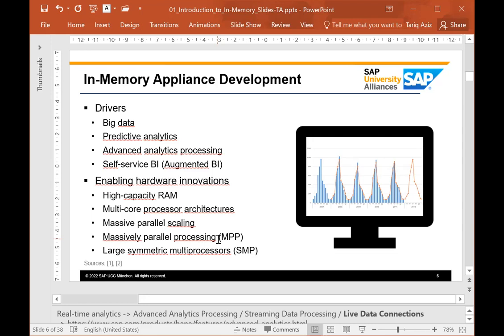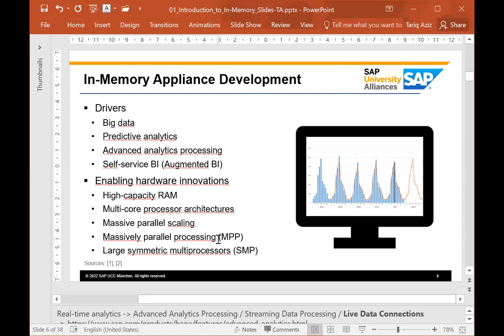Now, how was it possible to have the database in the RAM? Because of our hardware innovations, that helped us to move our database from hard disk to in-memory, because we have high capacity RAM now. We are talking of terabytes now. So terabytes of RAM is available, and it's very cheap as compared to previously. It's very cheap now.